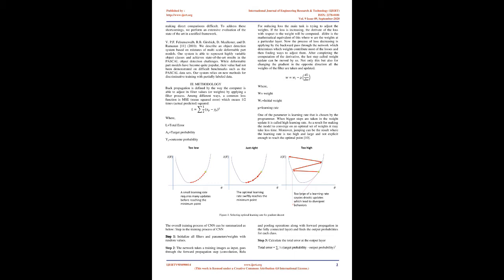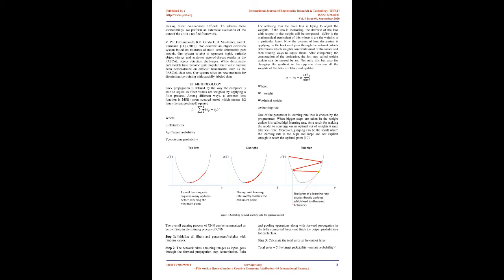After completing the computation of the derivative, the last step called weight update can be performed. For changing the gradient in the opposite direction, all the weights of the filter are taken and updated: W = WI minus learning rate times dL/dW, where W equals weight, WI equals initial weight, and the learning rate is one of the parameters chosen by the programmer.